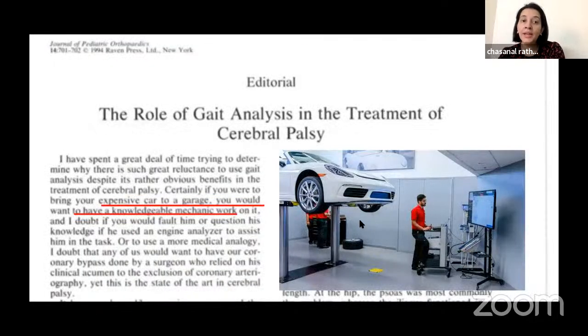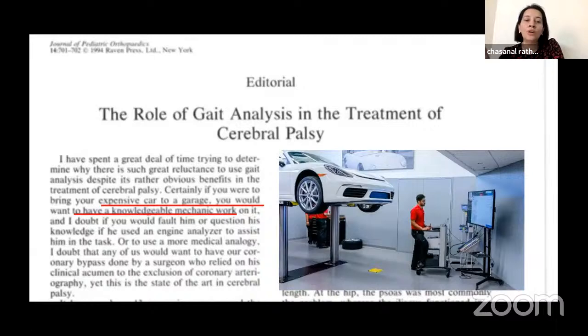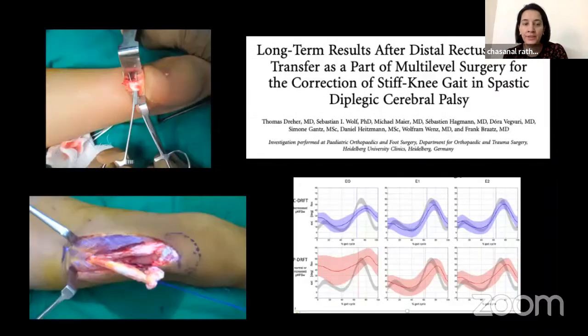So having a gait lab or doing a gait analysis is like you own an expensive car, but you don't go to a corner garage to get it repaired. We take it to a place where there are much better systems to analyze. And with all the more facilities we have nowadays, we want to have the best for everything. So the same is for kids with CP.